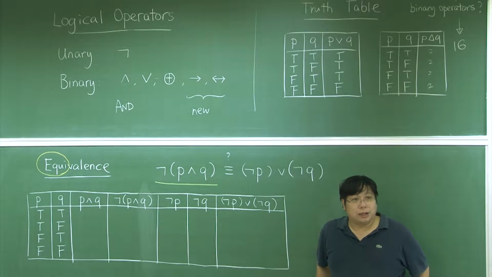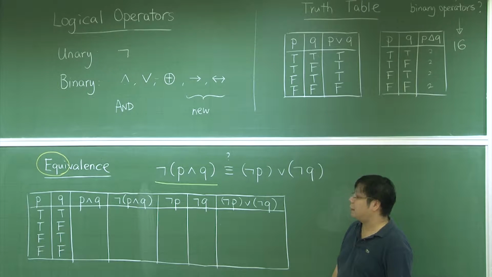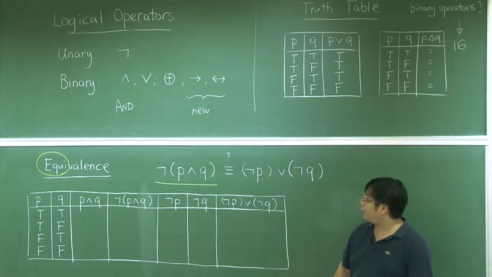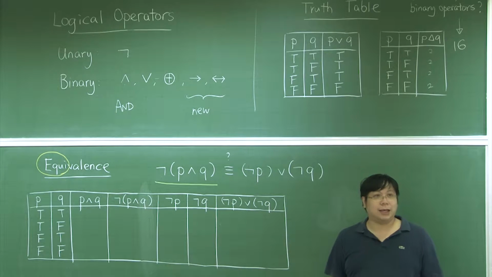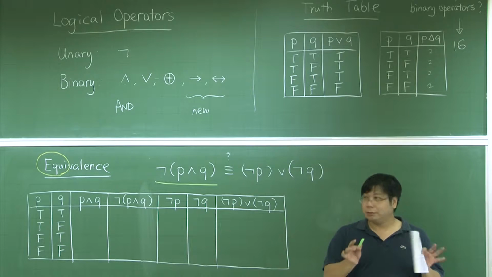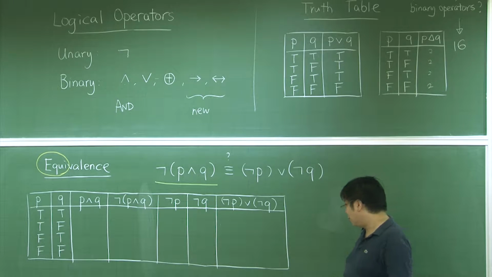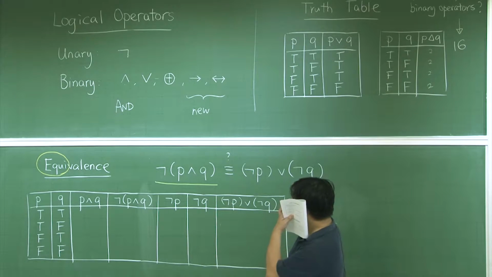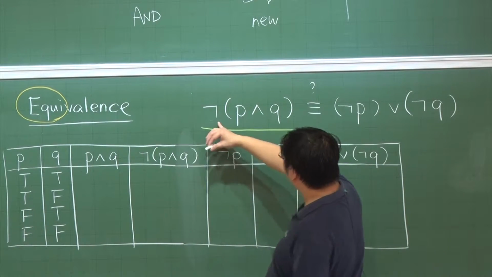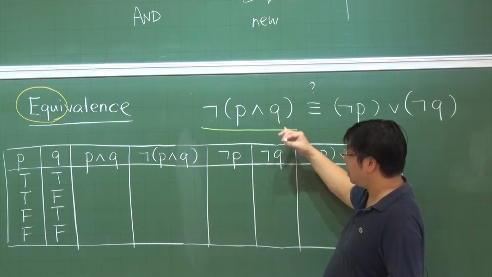Not P or not Q. And then let's say somehow we are suspecting that these two propositions are the same. They are always giving us the same value. So let's try to see if it works, if it is true. Okay, so for instance, I want to get not P and Q.